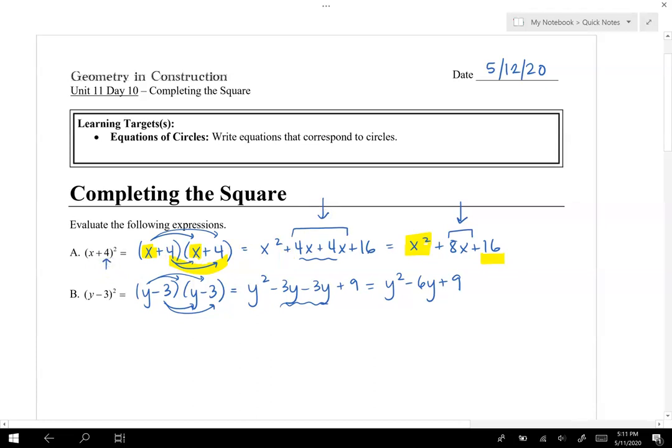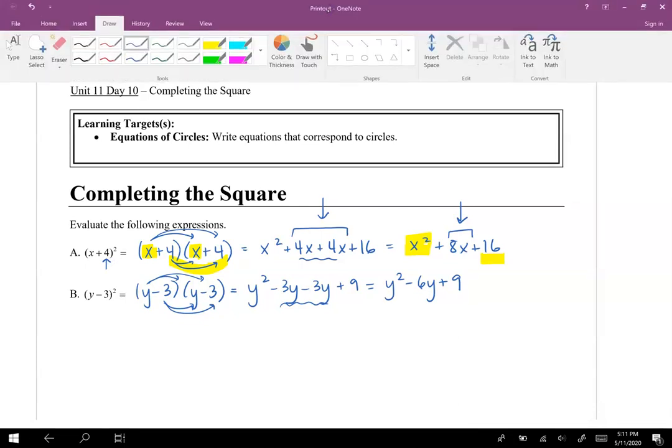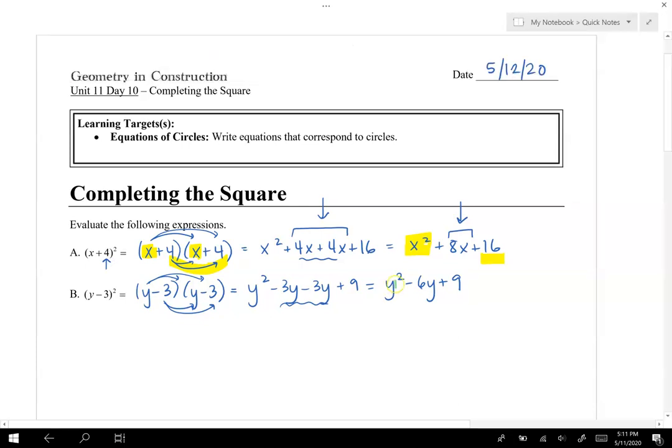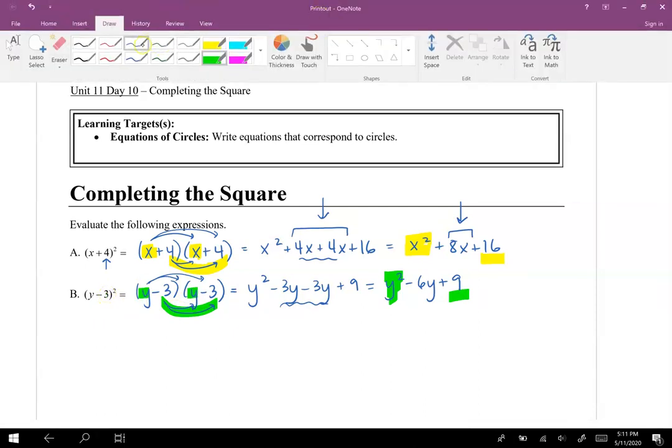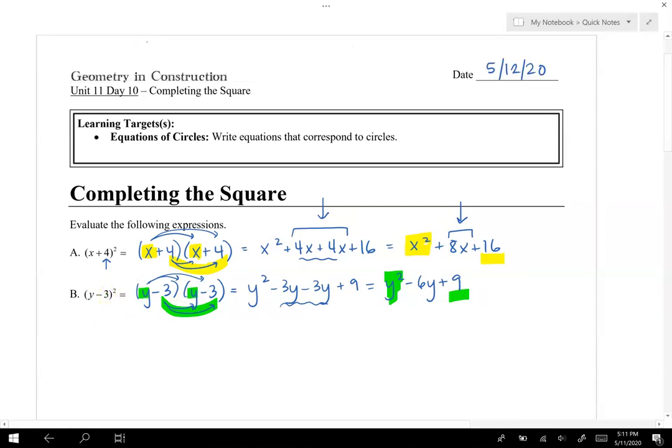Okay? Now I'm going to see if that works for my second expression here. Where do the y squareds come from? They come from y times y. That's your y squared. Where does the 9 come from? It is the negative 3 times the negative 3. So it's this number squared. And then, where does the negative 6 come from? Well, it's from these two negative 3's, which is double the negative 3.